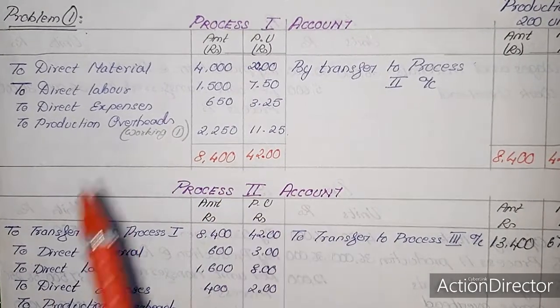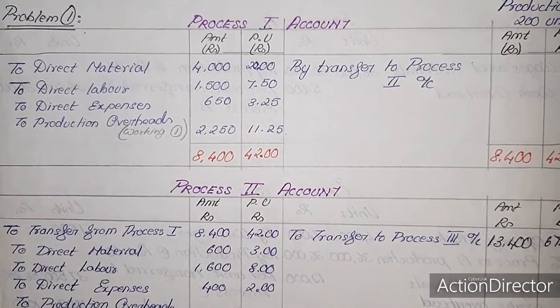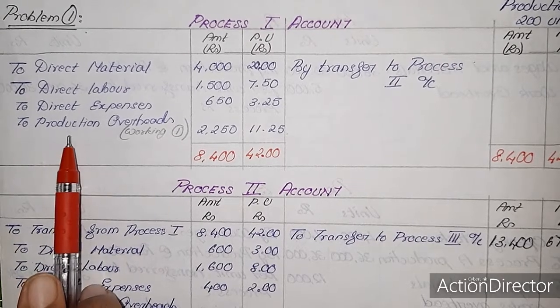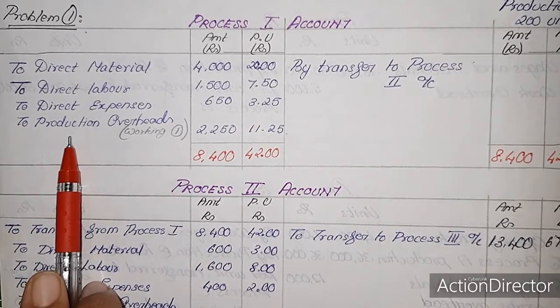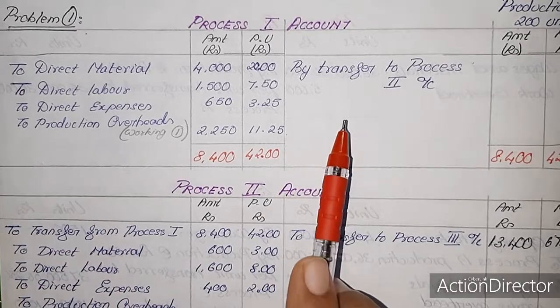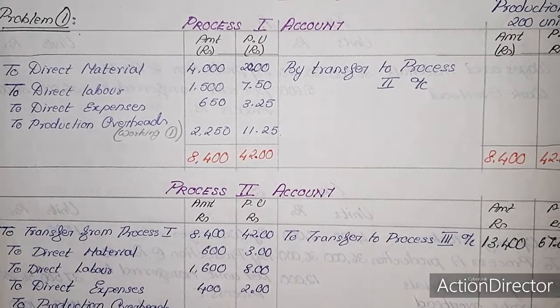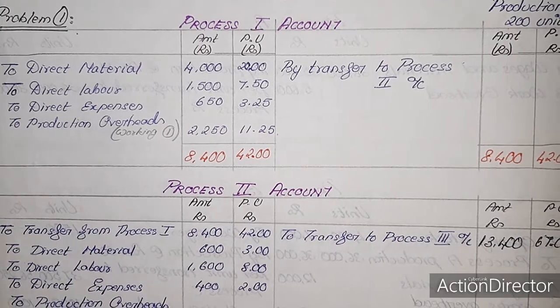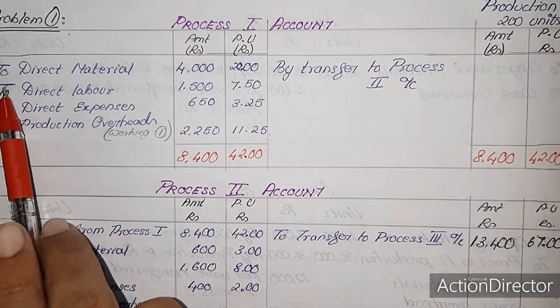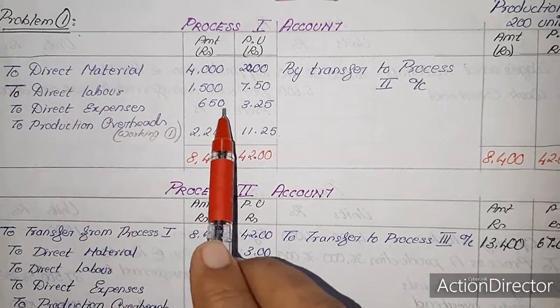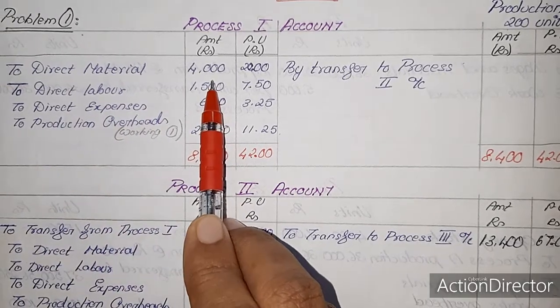Process costing resembles your profit and loss account. On the left hand side you will be writing the expenses, and on the right hand side you will be writing the transfers, the total amount to be transferred to the next process. First they have given the direct material. We are writing the amount 4,000.